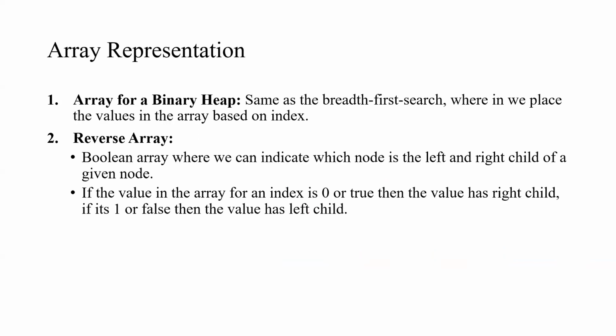So how to represent weak heaps in memory? One way to do it is to put them in an array. This can be done in two ways. The first is an array for a binary heap, which is the same as breadth first search, wherein we place the values in the array based on the index. The next type is the reverse array, a Boolean array, where we can indicate which node is the left and right child of a given node. If the value in the array for an index is 0 or true, then the value has a right child. If it's 1 or false, then the value has a left child.